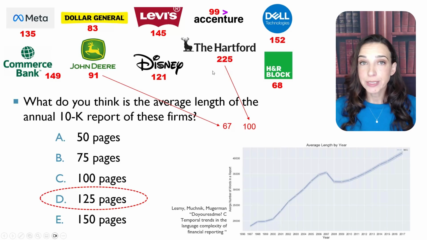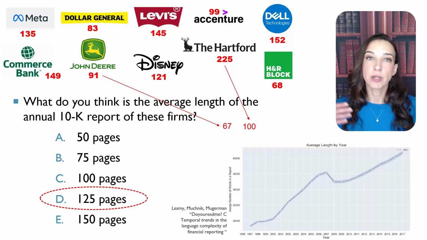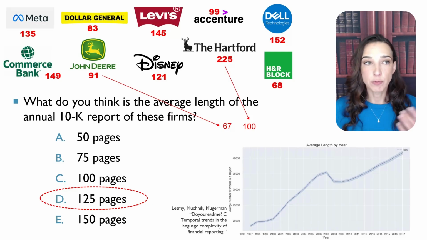Why did the reports get longer? The main reason is we asked firms to disclose more information. Over the years, the regulators have requested more and more disclosure on topics from governance to details of supply chains to risks, etc. So over the years, we have asked them to give more information, and they have complied, and they have given more information.